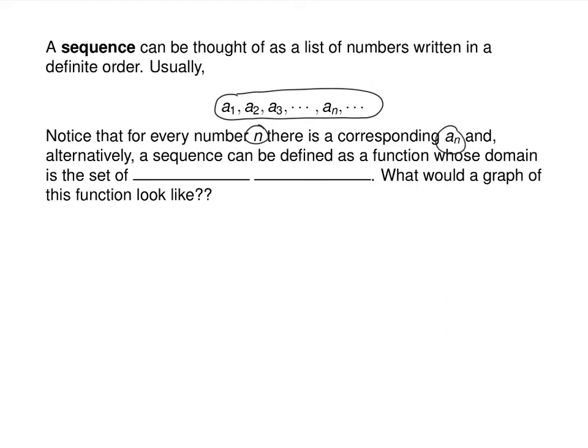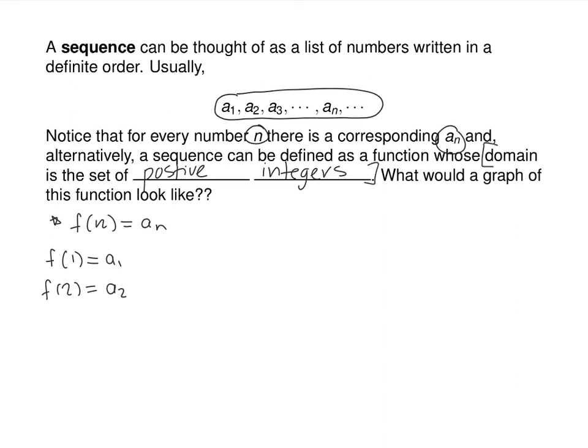Alternatively, another definition for a sequence is that it can be defined as a function whose domain is the set of all positive integers. And what would a graph of this function look like? What we'd have is some function f of n equals a sub n. That's what the function is. So f of 1 gives us a1. f of 2 gives us a2, or the second element. And the domain of this function is just all positive integers, meaning you only plug positive integer numbers in.